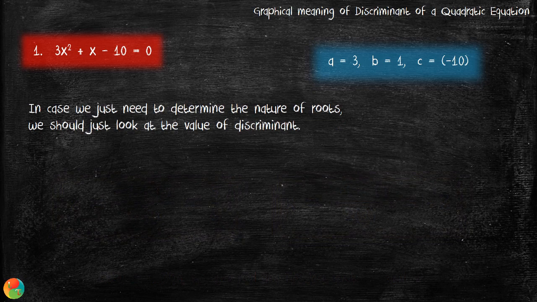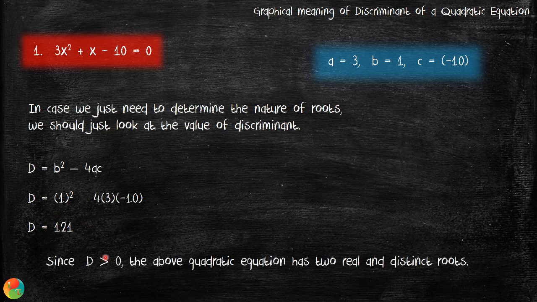Okay, in case we just need to determine the nature of roots, we should just look at the value of discriminant. If somebody is asking you to just determine the nature of roots, whether they are real or not, if they are, then are they equal or distinct, then we should just look at the value of discriminant. Here b square minus 4ac is equal to 121, which is obviously greater than 0. So the above equation has two real and distinct roots. Here b square is greater than 4ac.